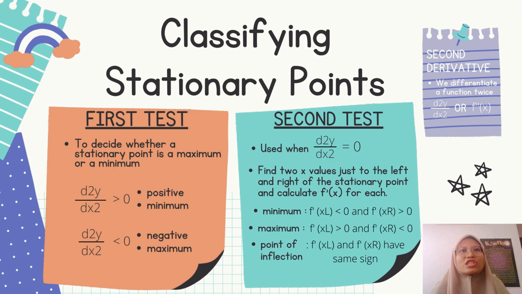Meanwhile, the second test is used when d squared y over dx squared is equal to 0. Find two values just to the left and right of the stationary point, then calculate f prime x for each. If f prime x to the left is less than 0 and f prime x to the right is bigger than 0, we have a minimum point. If f prime x to the left is bigger than 0 and f prime x to the right is less than 0, then we have a maximum point. But when f prime x to the left and right have the same sign, we have a point of inflection.